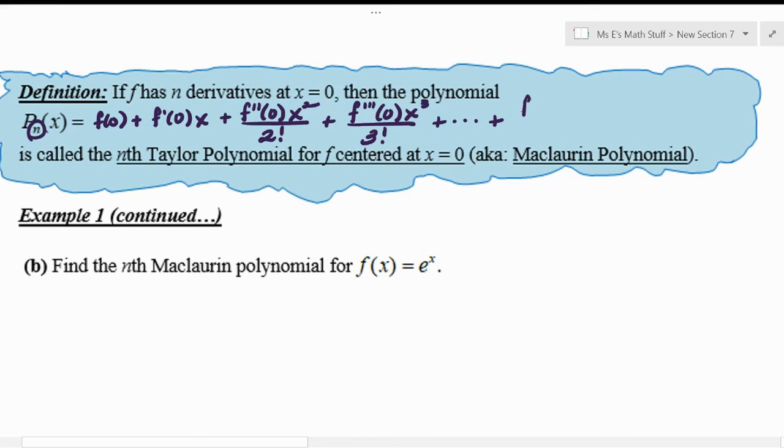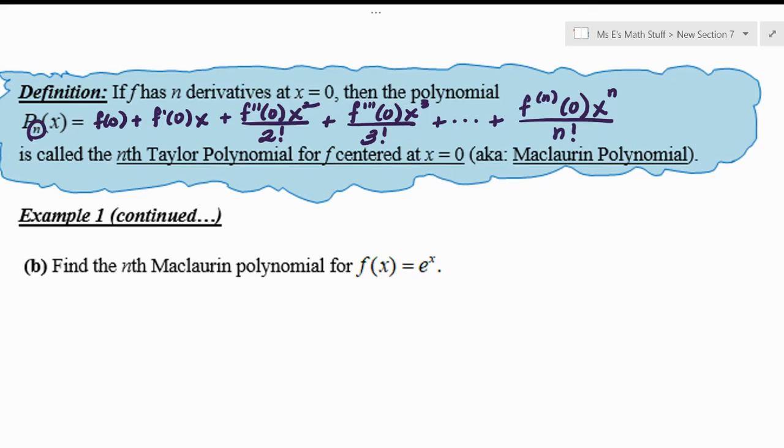And so you keep going until you take the nth derivative of f and evaluate it at 0, multiply it by x to the n, and then divide that by n factorial. And that would be called the nth Taylor polynomial for f centered at x equals 0, also known as a Maclaurin polynomial.